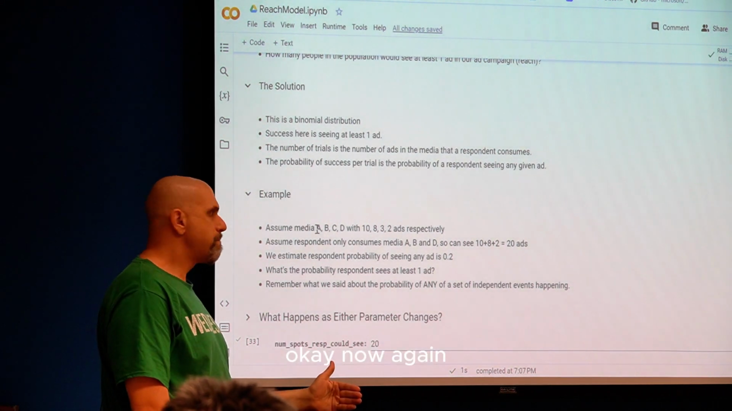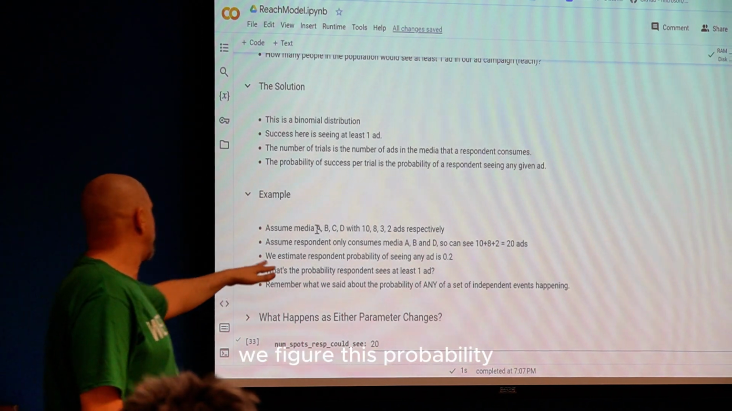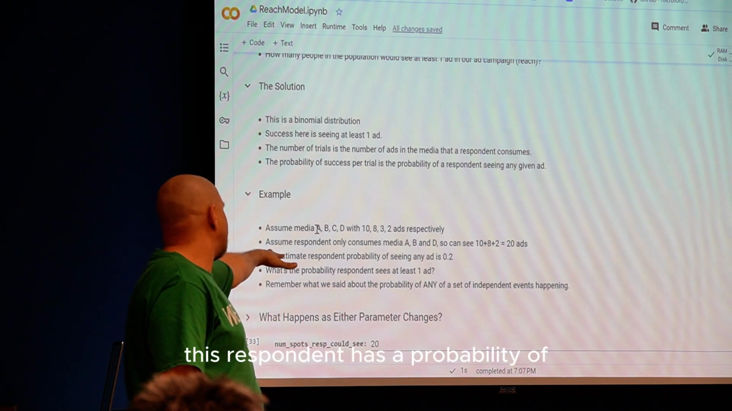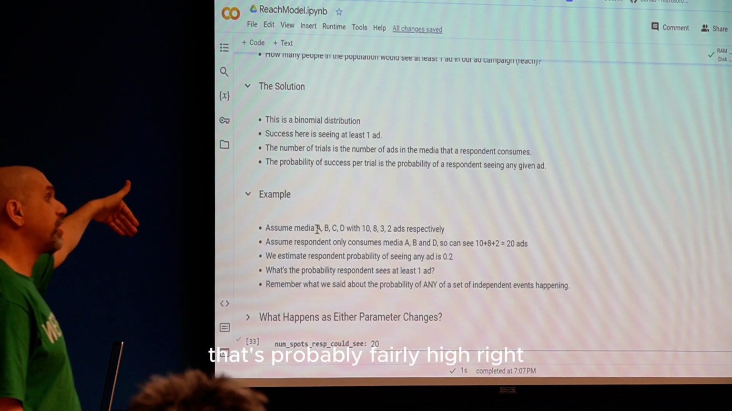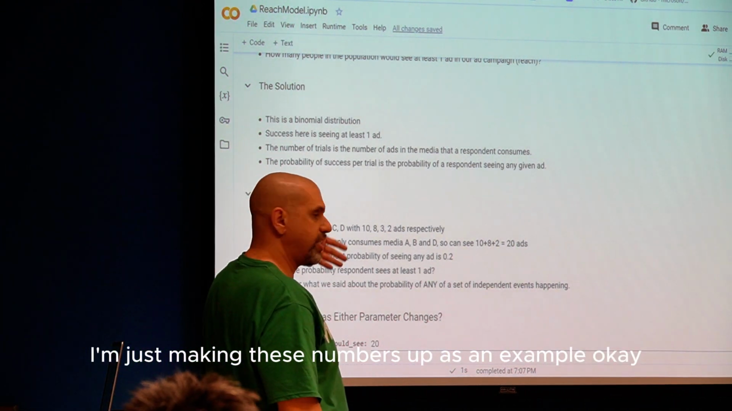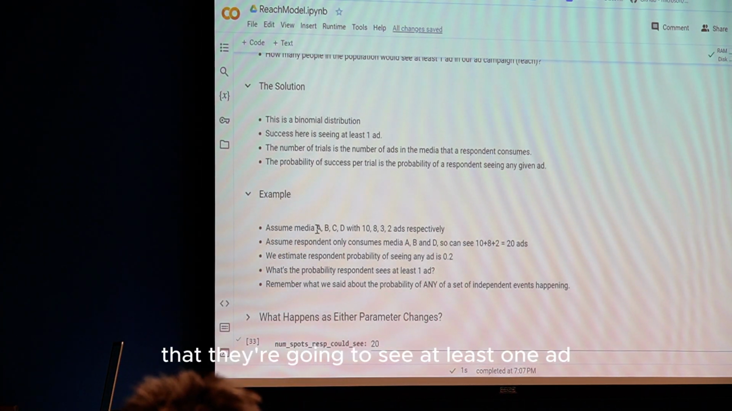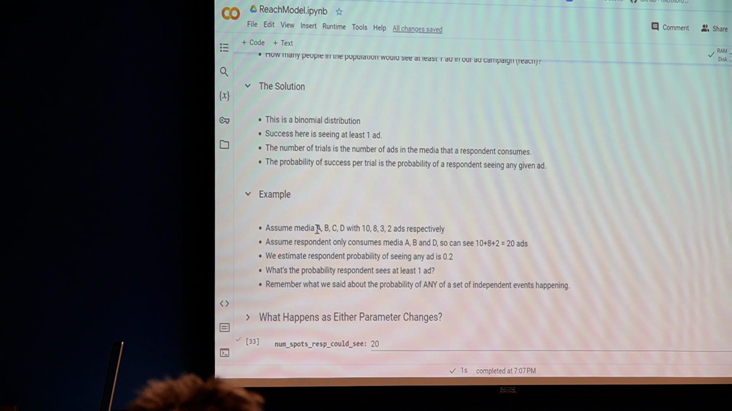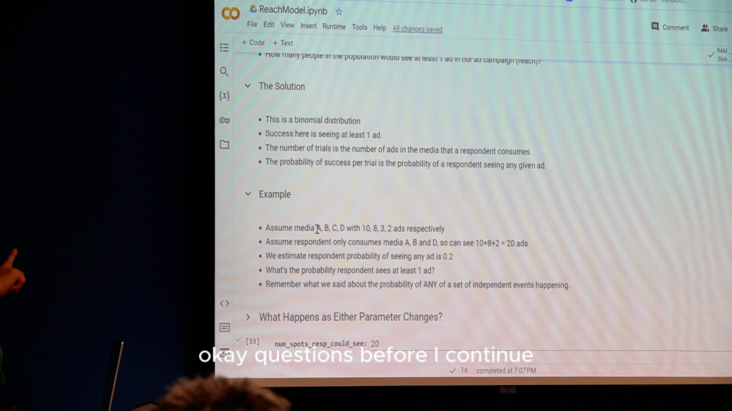Now, again, through the information we have in simulation, we figure this probability, this respondent has a 0.2 probability of seeing an ad. And that's probably fairly high. I'm just making these numbers up as an example. And now we just want to know what's the probability that they're going to see at least one ad. Questions before I continue?